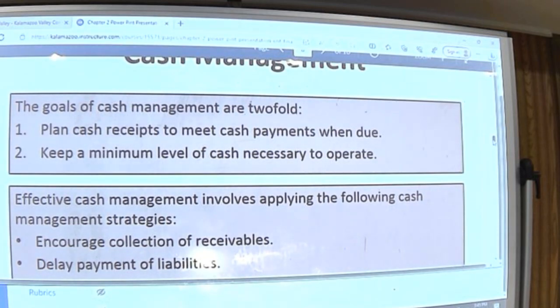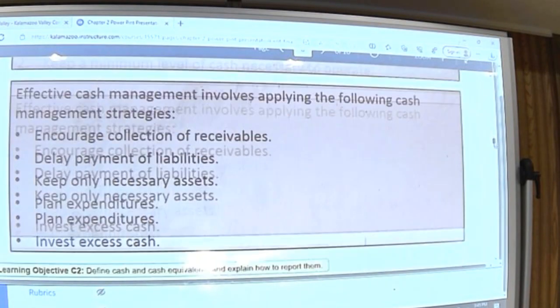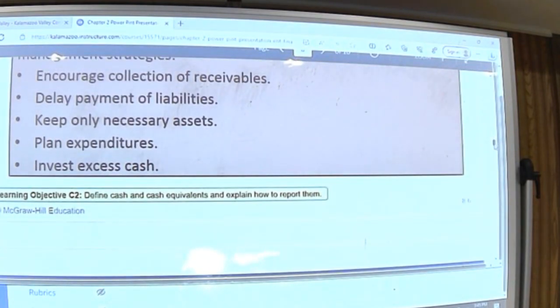We want to collect our receivables as quickly as we possibly can. And the other side of it is we want to delay payment of our payables as long as possible. Okay, we want to only keep assets that we're using, and also we need to have a good plan for making payments. If we have excess cash, let's invest it rather than letting it sit idle in a bank account.